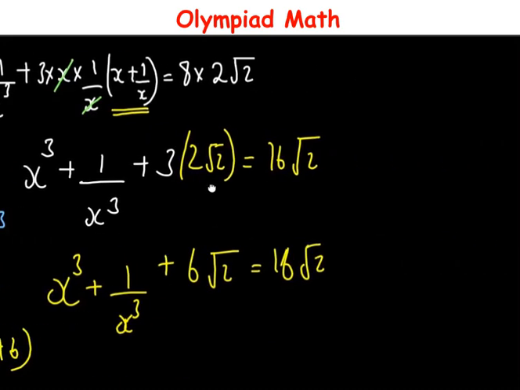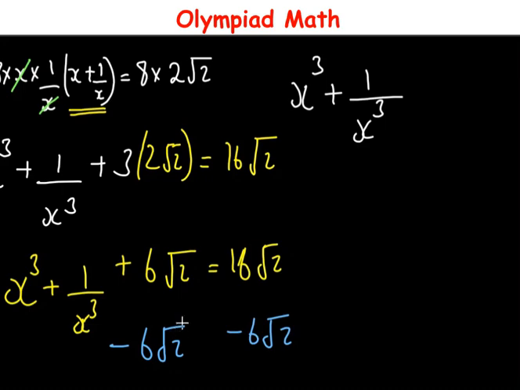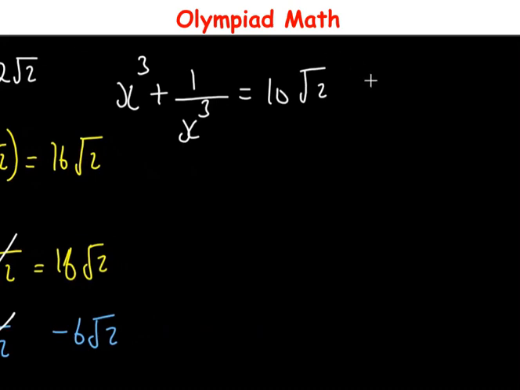So with this, subtract 6 root 2 from both sides of the equation, and what we have is x raised to power 3 plus 1 over x cubed. This cancels this and equals 16 minus 6 is 10, 10 root 2. So with this, we have the next equation. We call this equation 3.